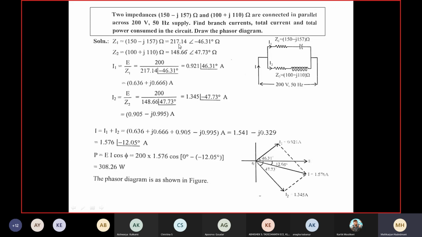This is rectangular. To convert the same thing to polar using the calculator, enter the content in brackets, 150 minus J157, complete, and put equal. You will get 150. Shift equal, you will get 157. To get rectangular to polar, what should we do? Shift plus, then ANS, R angle theta, equal, and you will get 217.14. Shift equal, you will get minus 46.31 in MS 991 calculators.